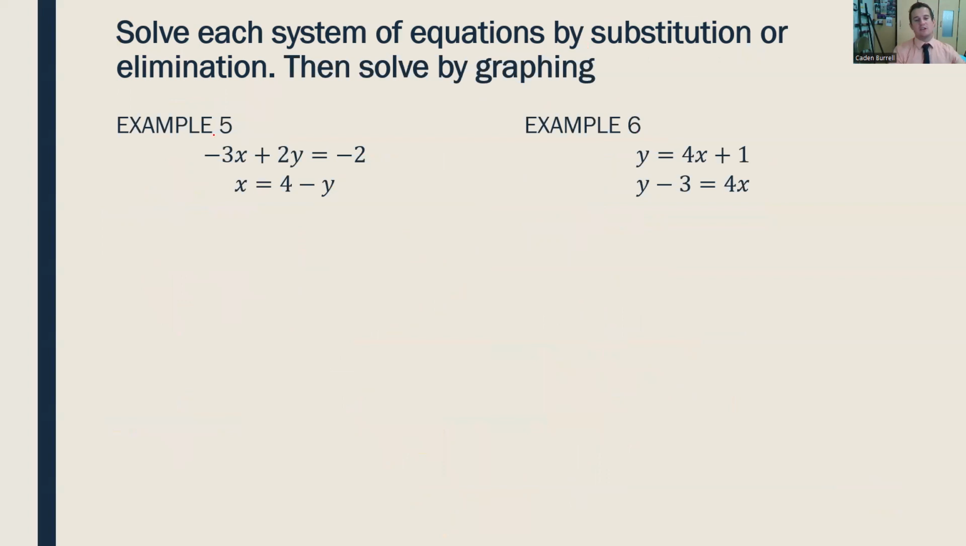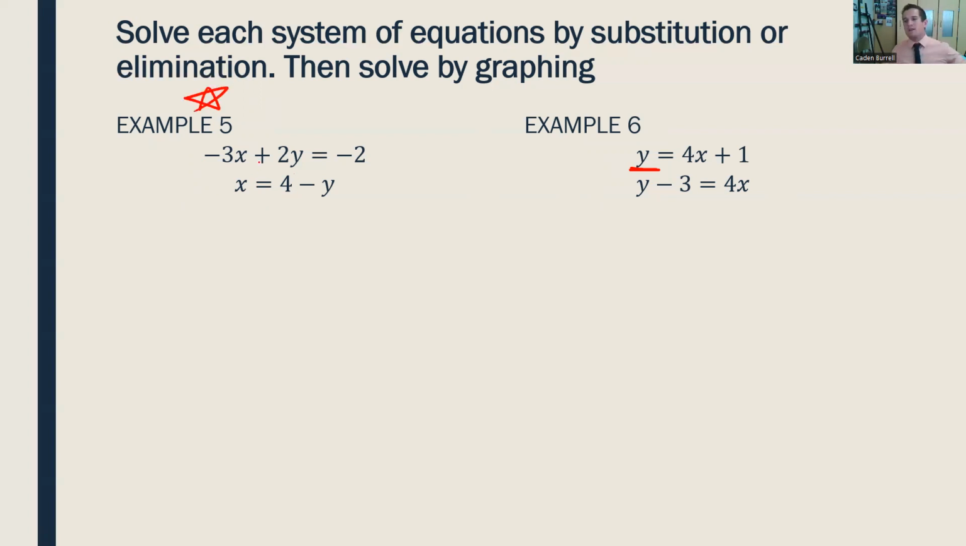I have a couple equations here: -3x plus 2y equals -2, x equals 4 minus y, and then I have the example 6 equation. I want to solve one of these by elimination and one of them by substitution. You notice right now, both of these equations kind of lend themselves to be solved by substitution, but so you get practice with both, I'm going to solve the first one by elimination.